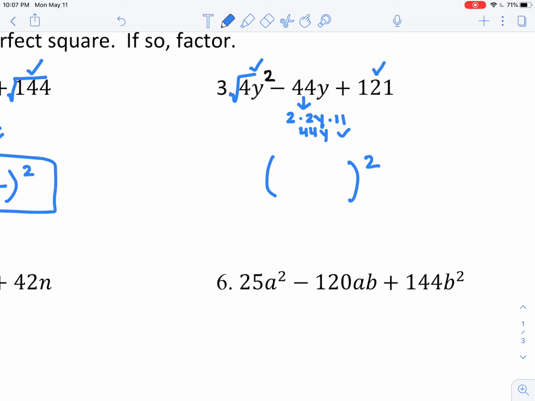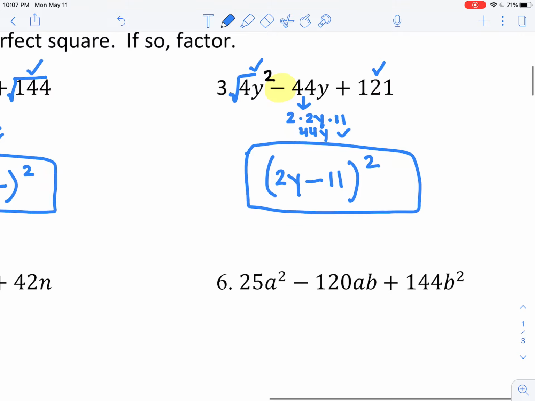So I create one set of parentheses that gets squared. Inside, I put the square root of the first term. That was 2y. The sign from the middle term, which was a minus, and the square root of the last term, 11. So question number 3 factors into 2y minus 11, squared.